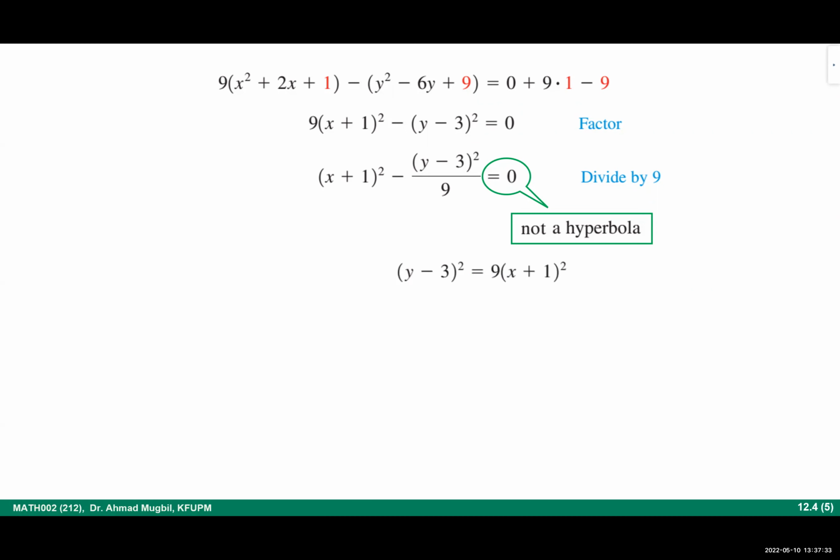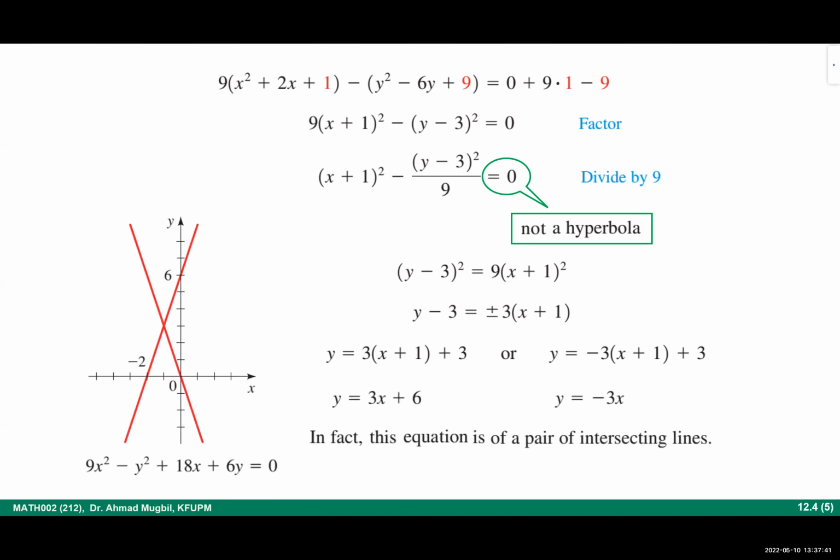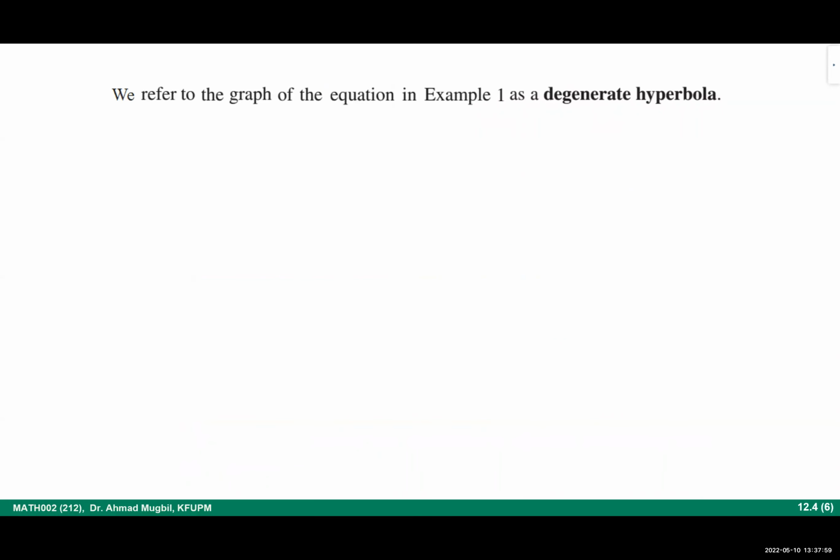Look, if you try to solve it for y, take the square root of both sides, you will get 2 lines. These lines, in fact, are the asymptotes. So this is what is left after the hyperbola. The hyperbola has been degenerated, and what is remaining is the asymptotes of that hyperbola. So this case is called a degenerate hyperbola.